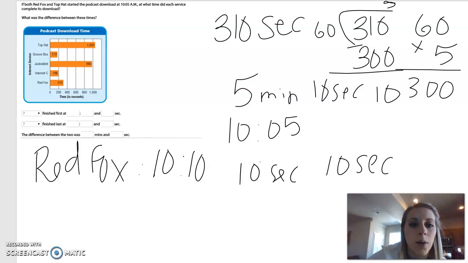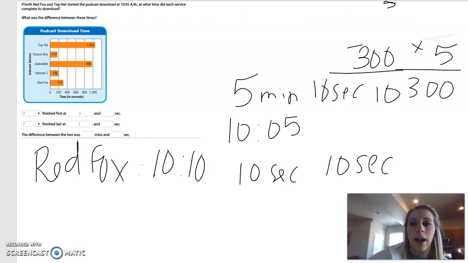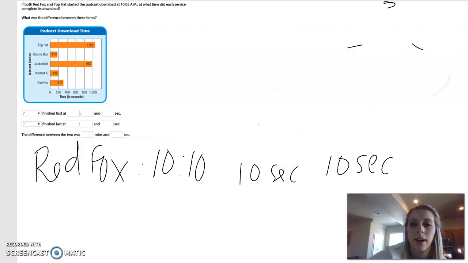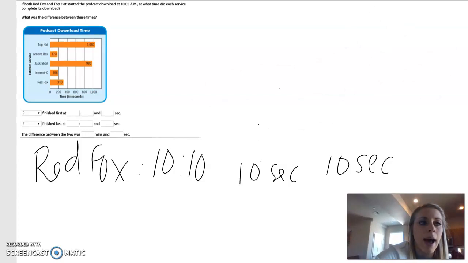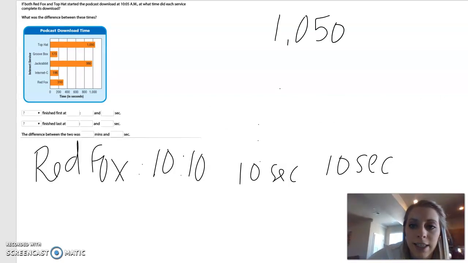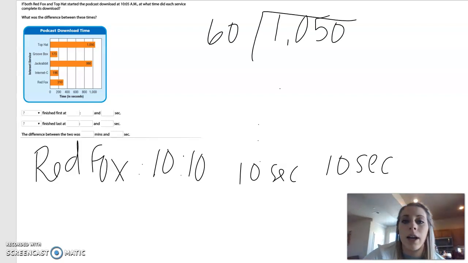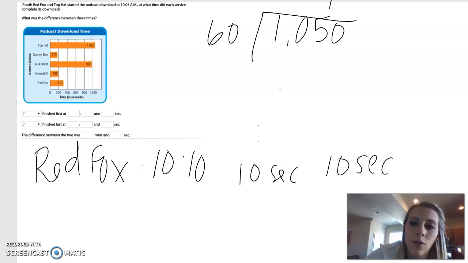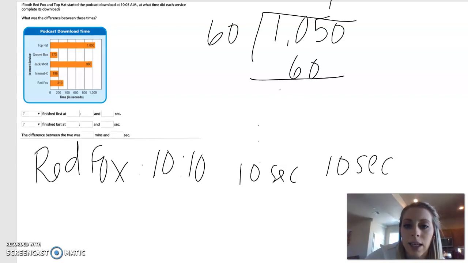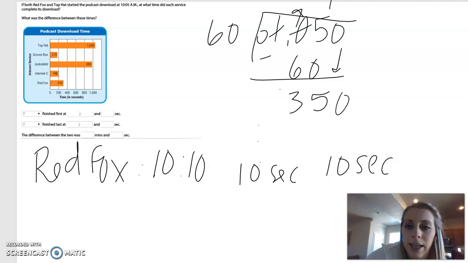Okay, all right, so our next one that we are working with is top hat. Top hat took a little bit longer, okay, so I'm going to erase this work here. Top hat took 1,050 seconds. So we have to divide that by 60, okay? So I know that 60 can go into 105 one time. That gives us 60. We do our subtraction. 35, bring down our 0.